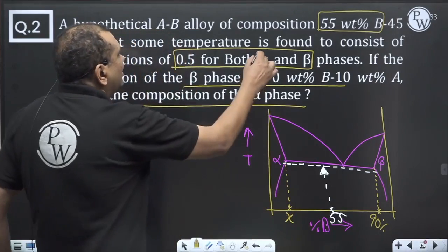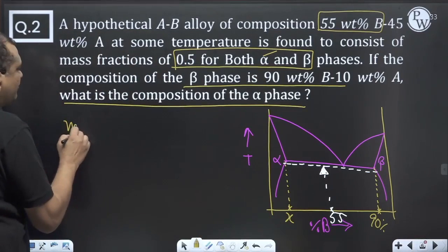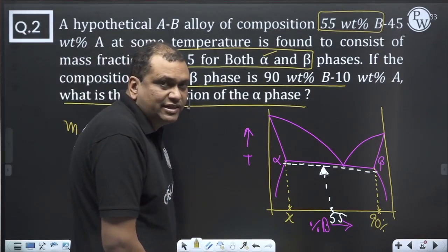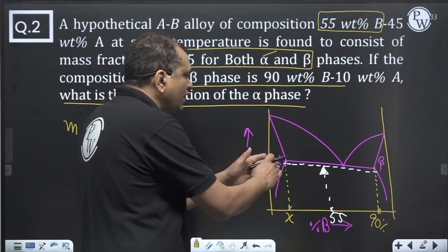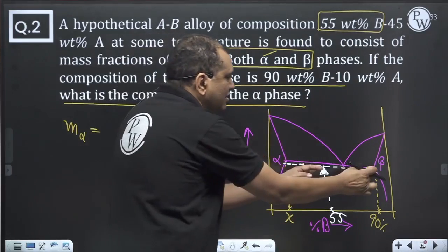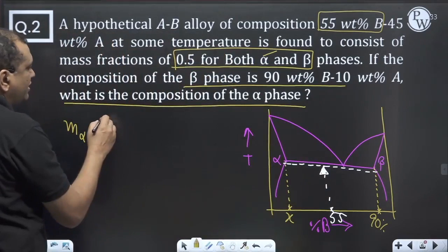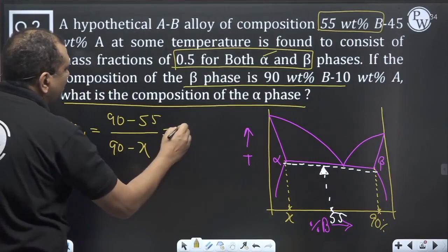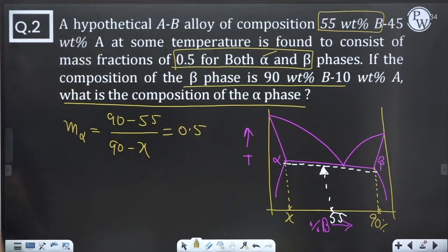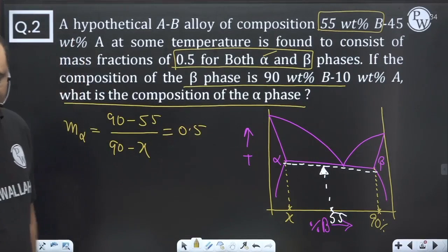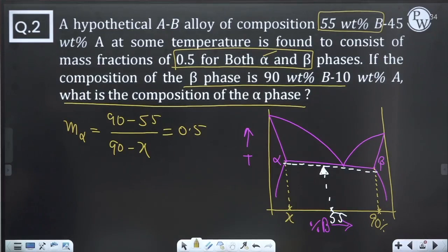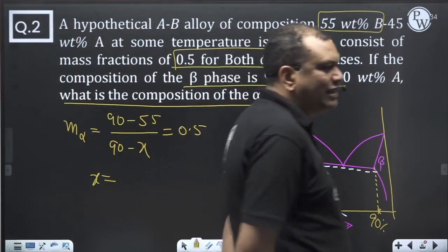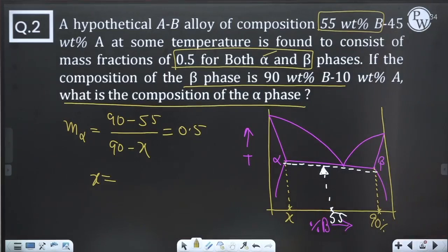What is given? Alpha is 50%. So mass fraction of alpha, as I told you in the previous one, means we take the opposite side, this divided by the whole thing. So it is 90 minus 55 divided by 90 minus X, which should be equal to 0.5. Is that all right with everyone? Now calculate X, and that is the answer.